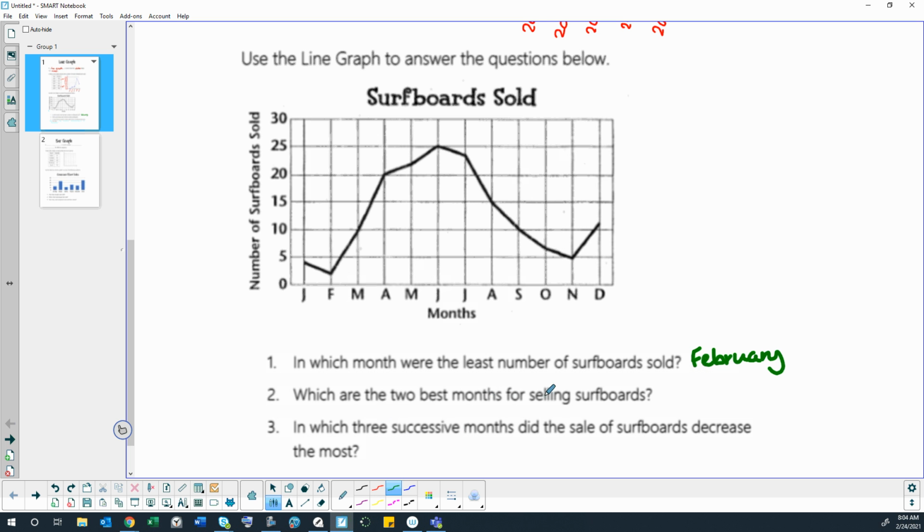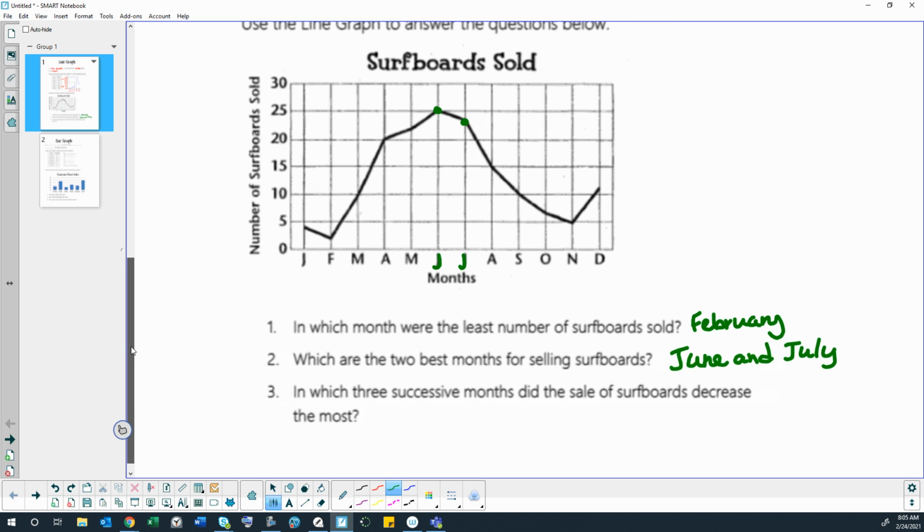Which are the two best months for selling surfboards? Where are our highest numbers? Would you say June and July? Because the two highest points in our line graph are here and here. And those are the months starting with J.